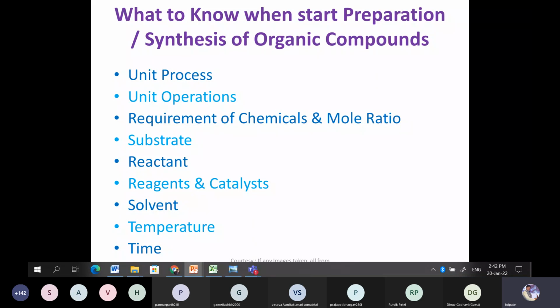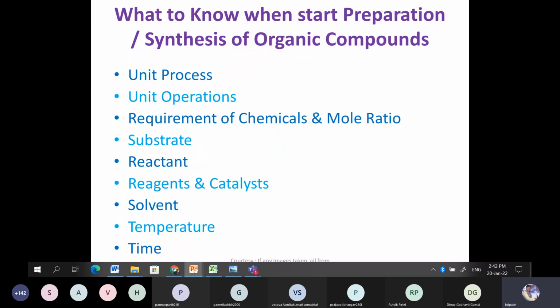So based on the field, based on the area, the definition or understanding may differ. But here I am talking about organic preparation, where substrate means the material on which the reaction will take place. Reactant means the material which will attack the substrate, and the reaction will take place. And reagent means the chemical which can initiate the reaction, but after completion of the reaction it will not be available, or we cannot get it in its original form. And the last one is catalyst.